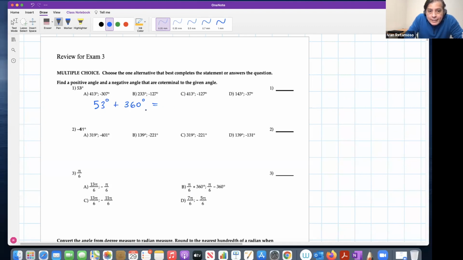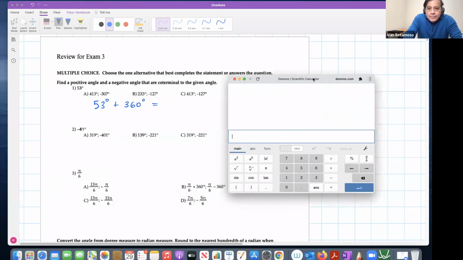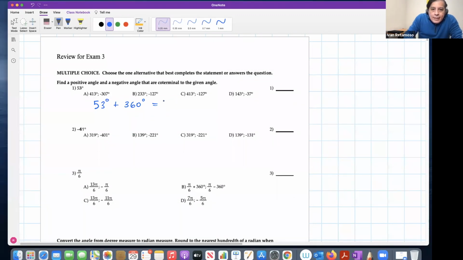So adding here, let's do it with a calculator, 53 plus 360 is 413. So believe it or not, guys, this 413 degrees in trigonometry is exactly the same as 53 degrees, trigonometrically speaking. They have the same trigonometric functions; they are called coterminal angles. So this will take care of the positive coterminal angle.